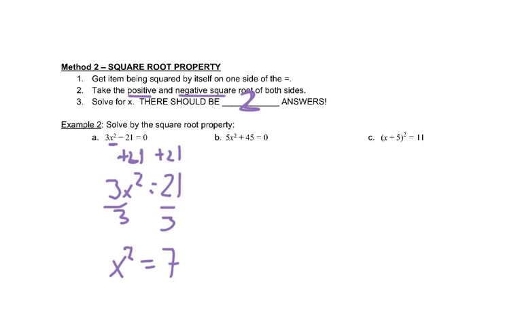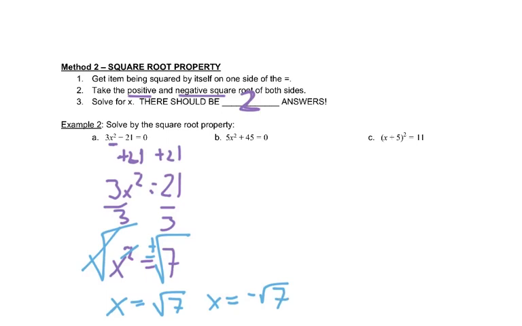And then we'll take the square root. But when we take the square root, we have to take the positive and the negative square root. So we get x equals the positive square root of 7 and x equals the negative square root of 7.